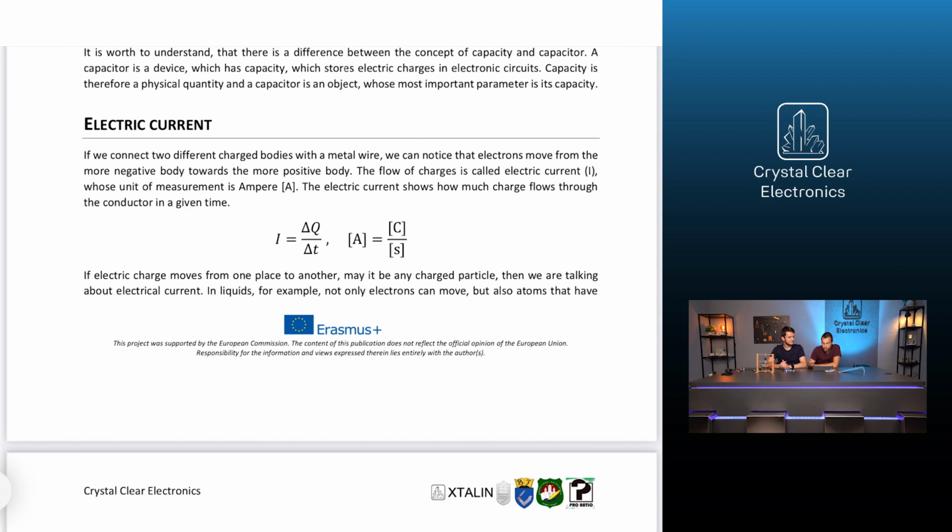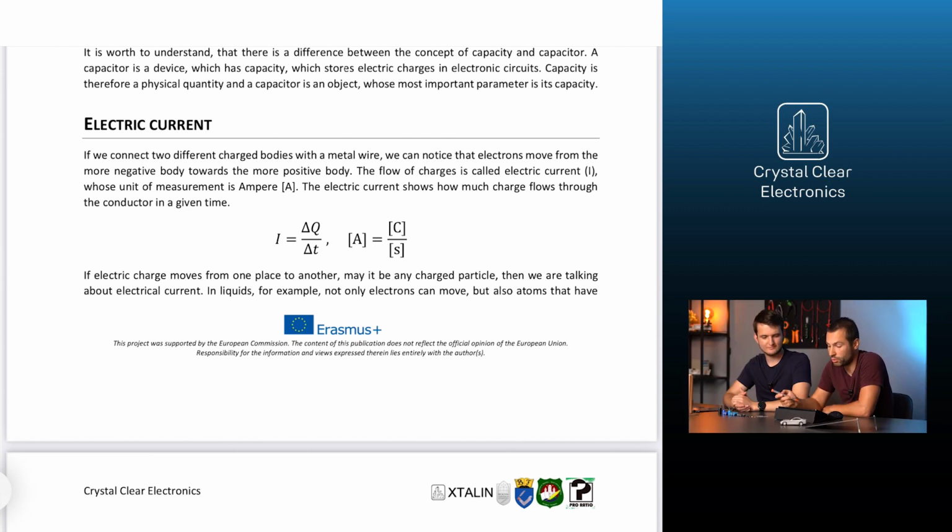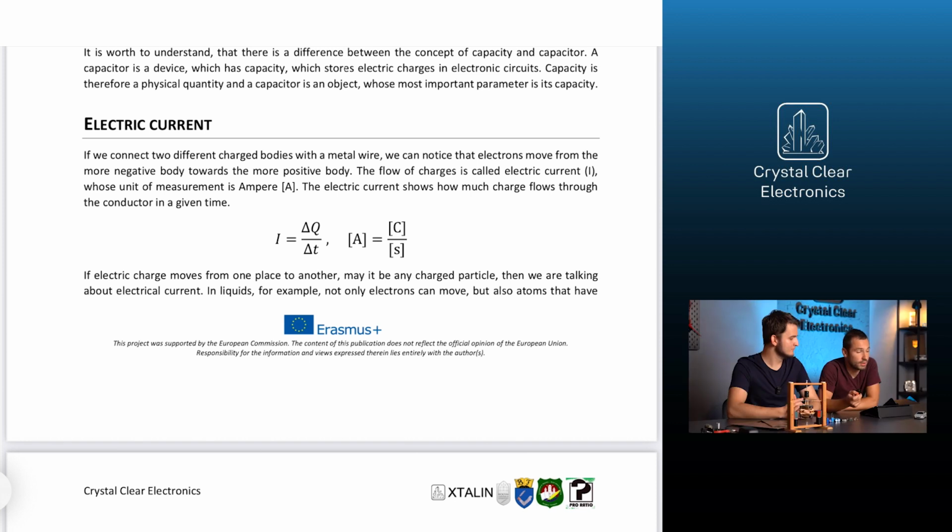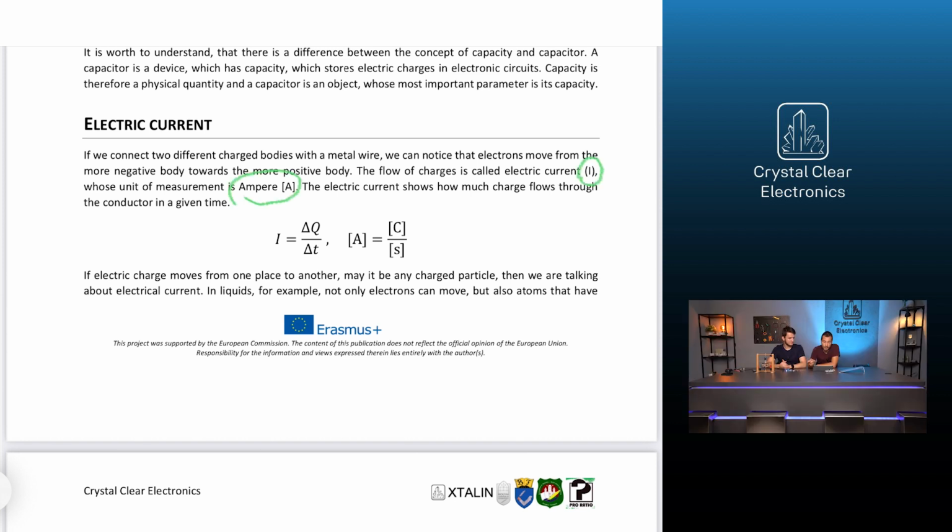The flow of charges is called electric current with capital I. The electric current shows how much charge flows through the conductor in a given time. Its unit of measurement is ampere with capital A. Mathematically, I equals delta Q over delta T, where Q is the amount of charge.